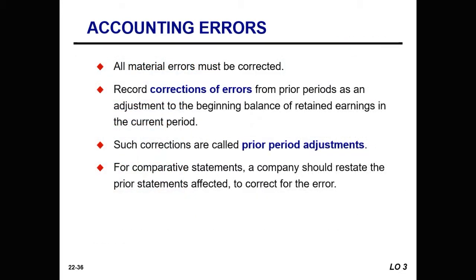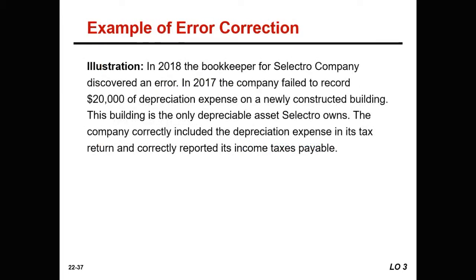All material errors must be corrected. We record the correction of those errors from prior periods as an adjustment to the beginning balance of retained earnings in the current period. These corrections are called prior period adjustments. And when there are comparative statements presented, a company needs to restate the prior statements affected to correct for the error.